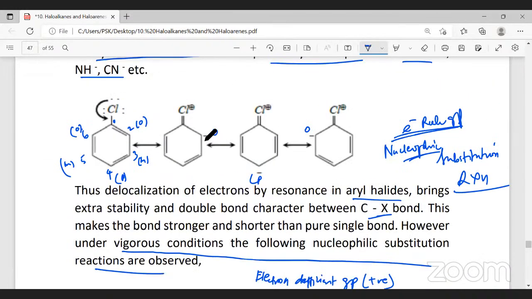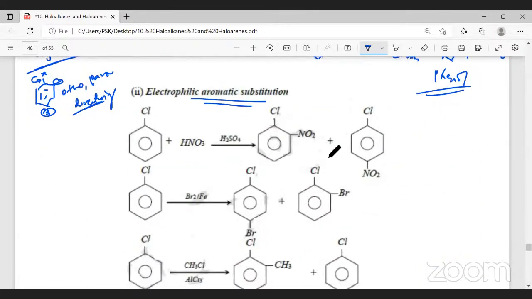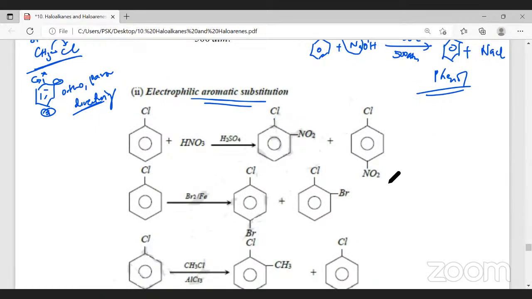You can see the resonance structures we have written. At the ortho position, it is a minus sign, and at the para position, we have a minus sign. So the electrophile can attack the ortho position and the para position. Whenever we have an electron donating group as a substituent on the benzene ring, we will get two products. One is the ortho product, the other one is the para product.